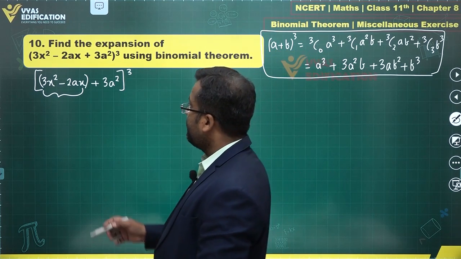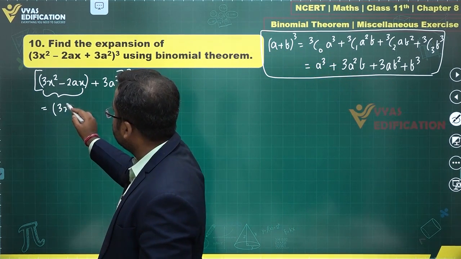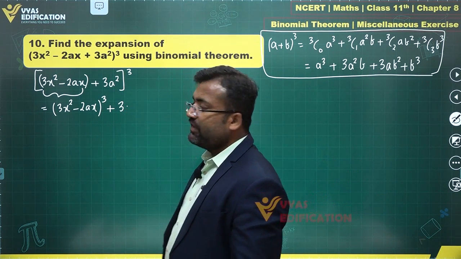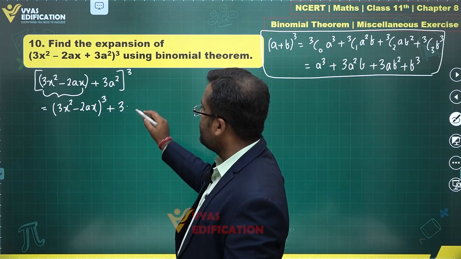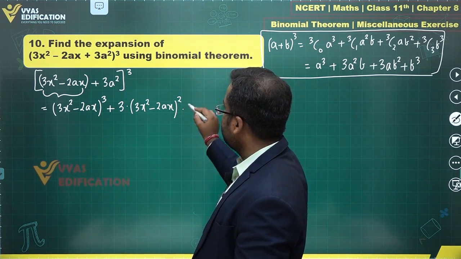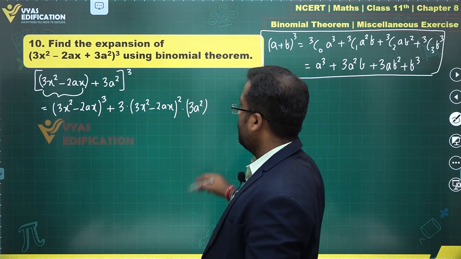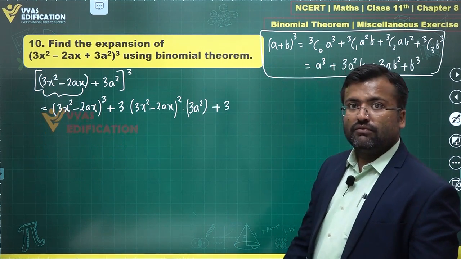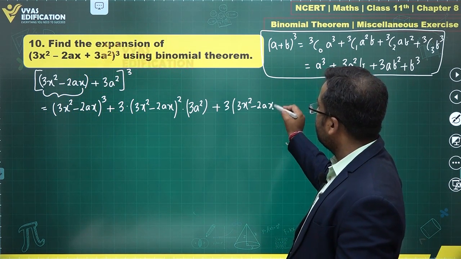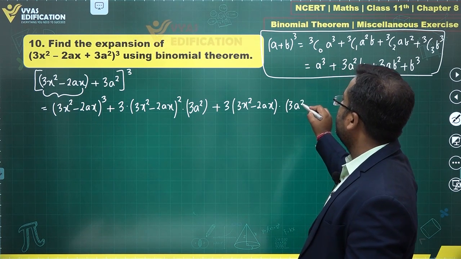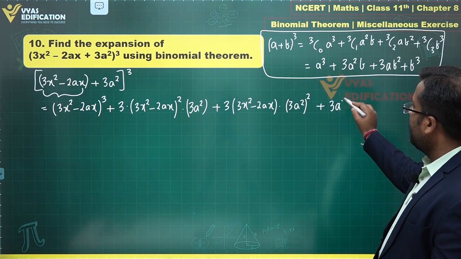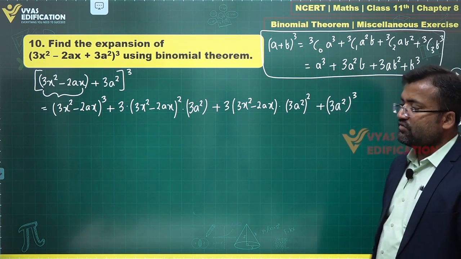Let's apply this. This is a cube, (3x²)³, minus 2ax cube plus 3 times a square times b, which is (3x² − 2ax)² times 3a². Okay, plus 3 times the first term raised to power 1, (3x² − 2ax), and the second term 3a² raised to power 2. The last term will be b cube, that is (3a²)³. This is what you'll have.